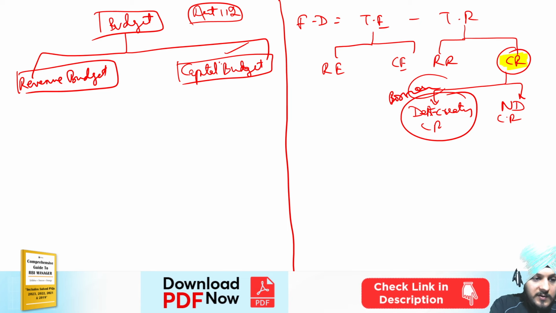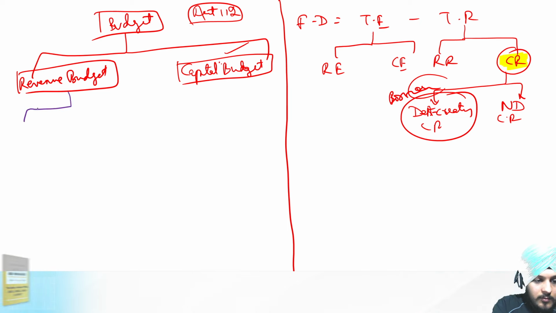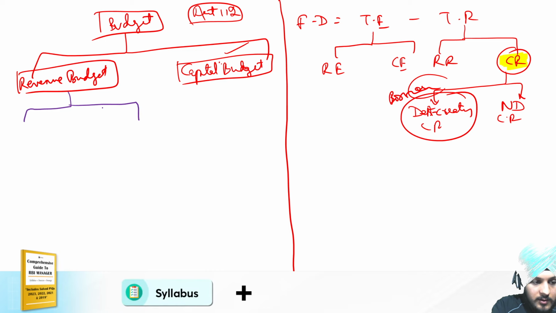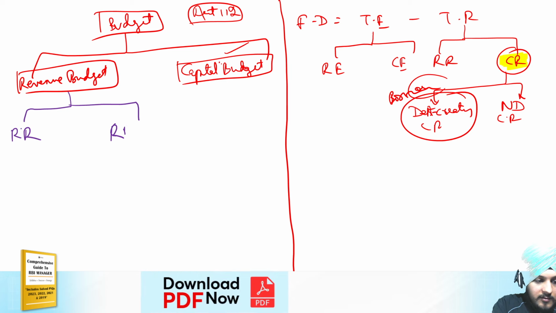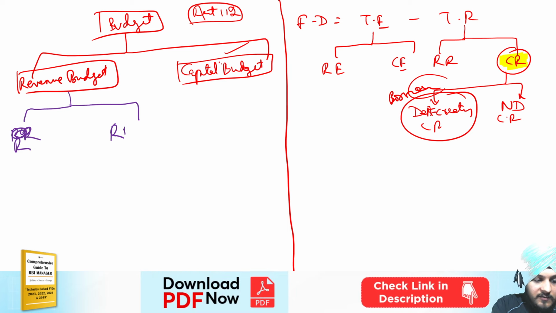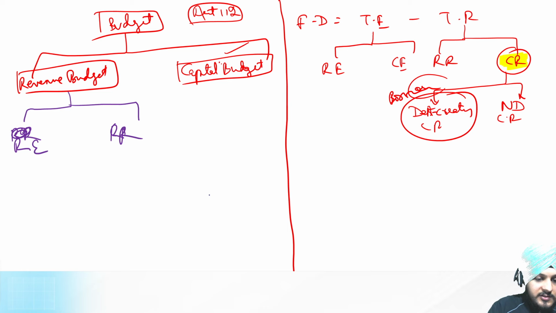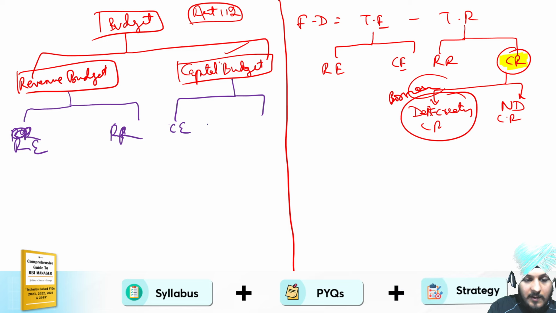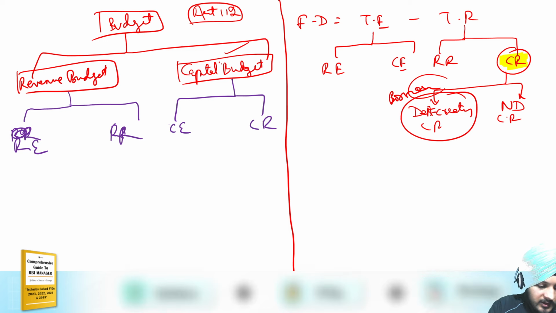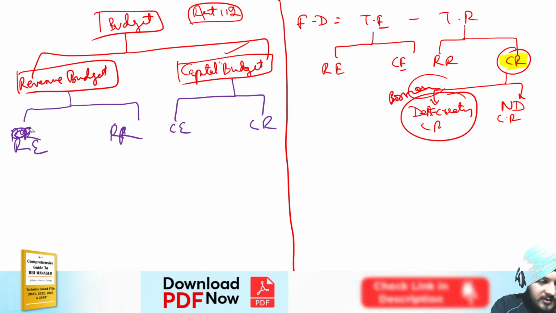Now this revenue budget can be divided into the revenue expenditure and the revenue receipts. Similarly, the capital budget is divided into the capital expenditure and the capital receipts. Now let us understand what these terms mean.